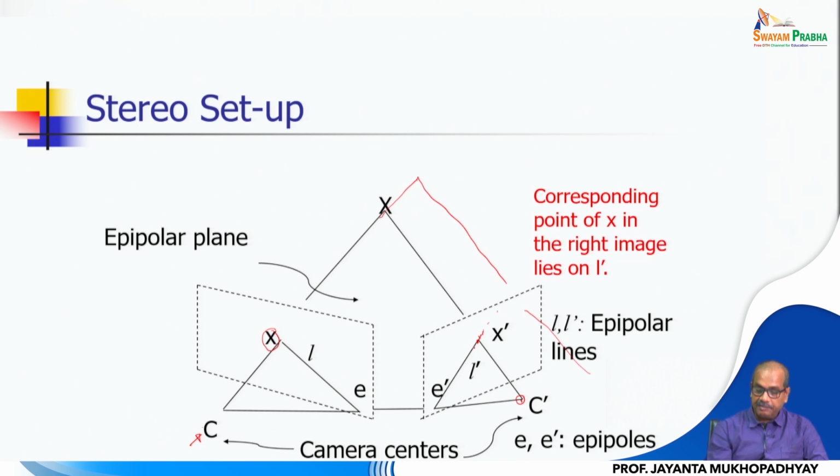So X and X prime are corresponding points, and naturally X prime also lies on the epipolar line of the right image plane. So for X, there is an epipolar line on the other image. Similarly for X prime, this X lies on the epipolar line in the left image.